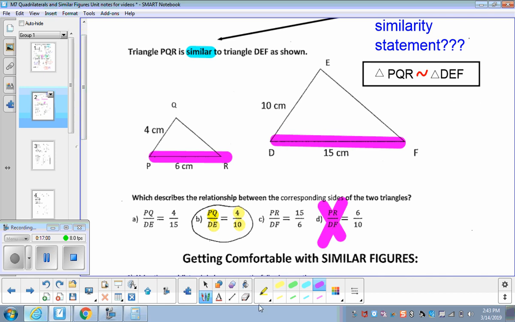So this one correctly shows that PQ and DE are corresponding sides, and it correctly shows that the 4 and the 10 are the measurements for those corresponding sides.